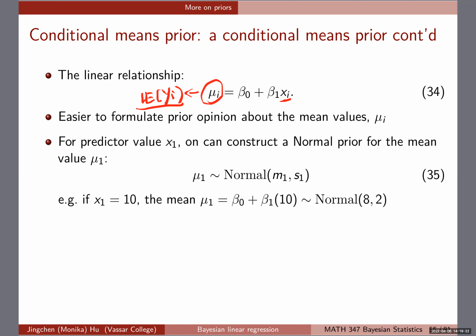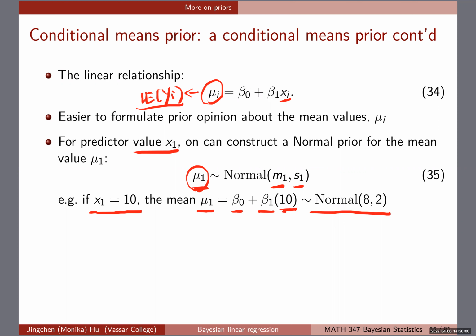So for example, for a particular predictor value x1, for mu1, if I believe mu1 is going to follow a normal distribution with mean m1 and standard deviation s1. What that means is that for x1, if it equals 10 in our application, then the mean will be what? mu1 equals beta 0 plus beta 1 times 10, right? Because x1 equals 10 in this case. And let's say I believe mu1 itself follows this normal 8, 2.